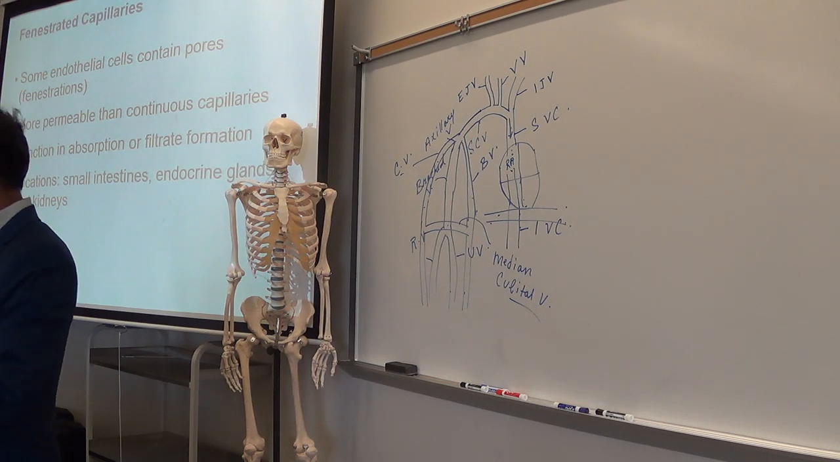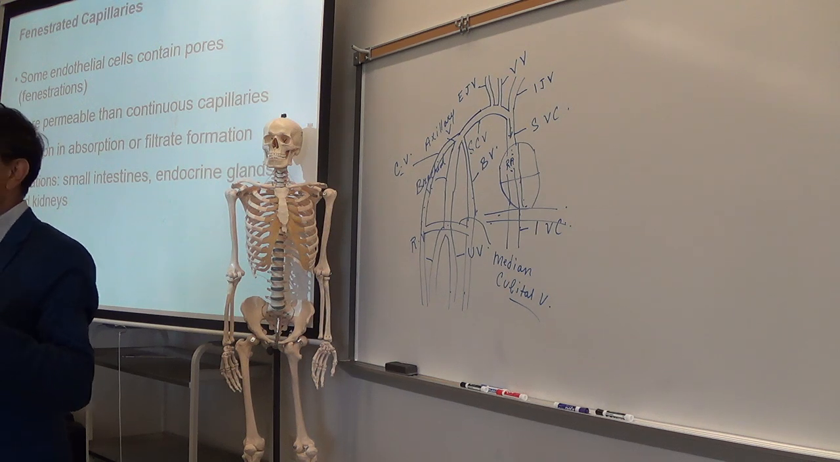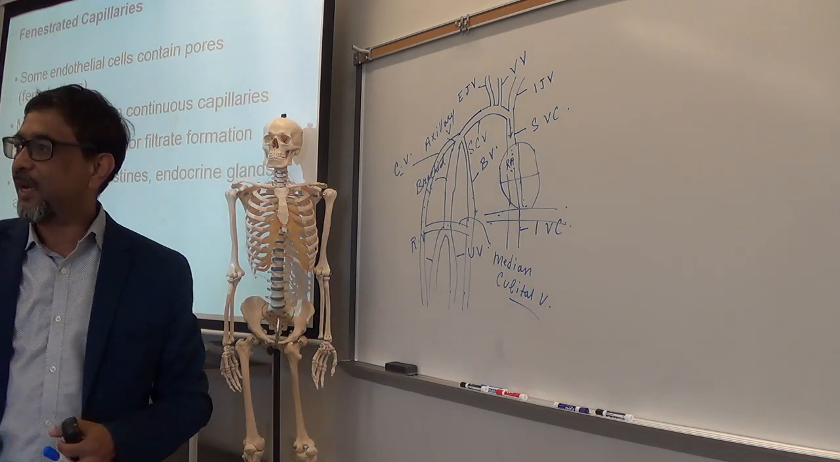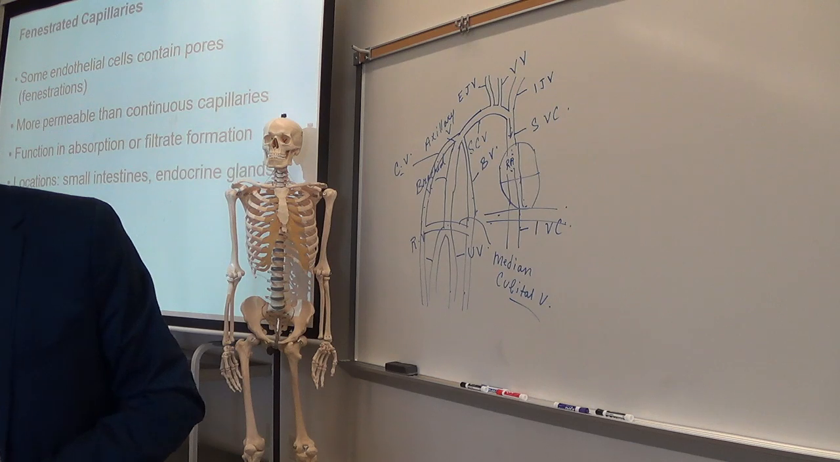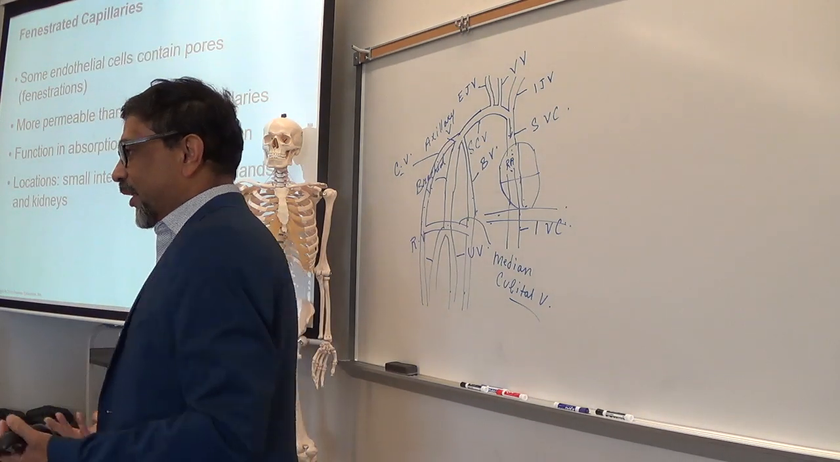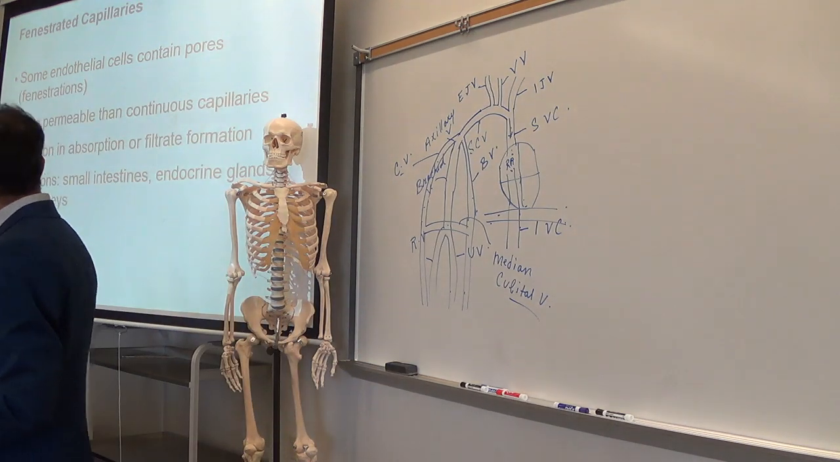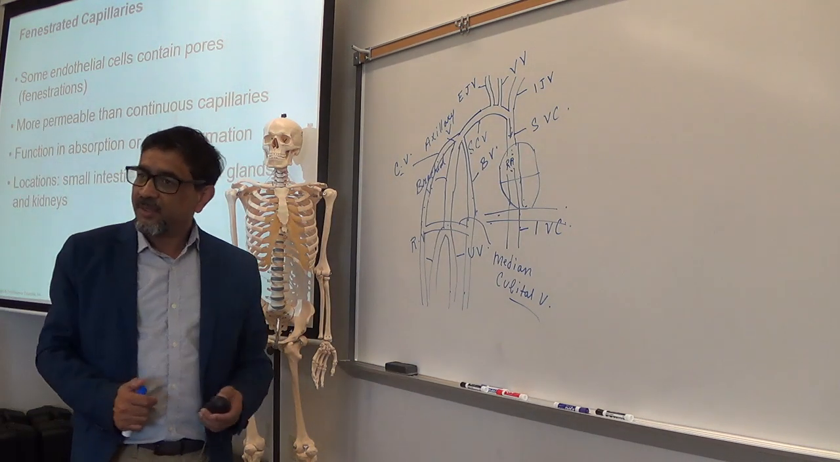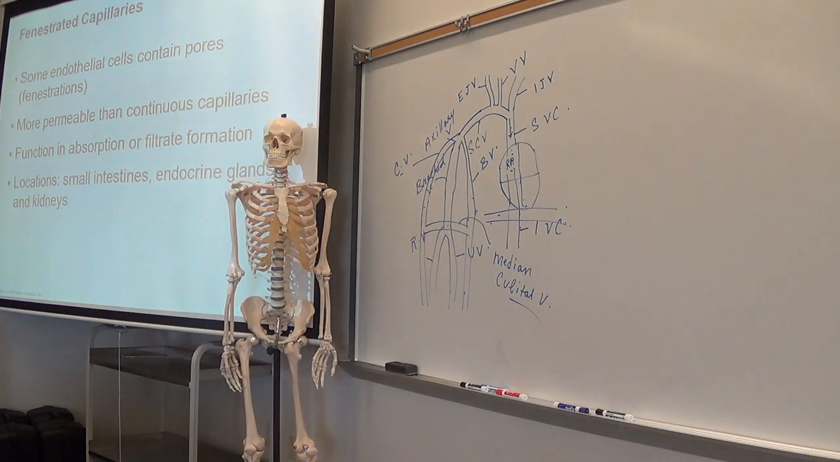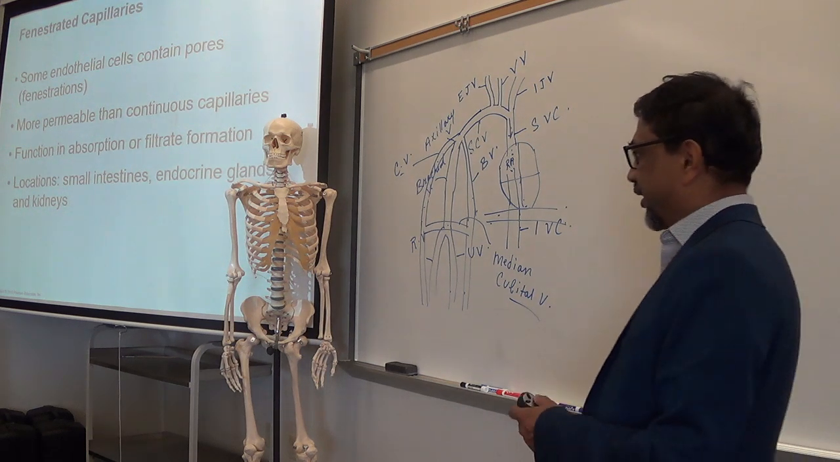In the intestine, right? Nutrients are absorbed in the intestine, from the food. So intestine. Secretion occurs in the glands, right? So in the glands. And filtration occurs where? In the kidneys. You know that. Make sense? So you have the fenestrated capillaries in those three types of organs, where you need absorption, secretion, and filtration.